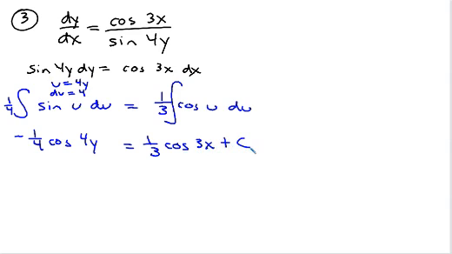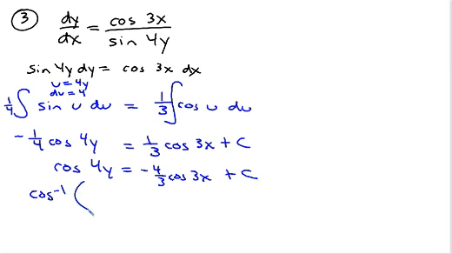The reason I'm doing this problem is because I wanted to remind you how in the world am I going to solve for y on this problem. Well, I'd multiply both sides by -4. So I have the cosine of 4y equals -4/3 sine of 3x plus c. And if I wanted to solve this for y, I would need to take the inverse cosine of both sides.